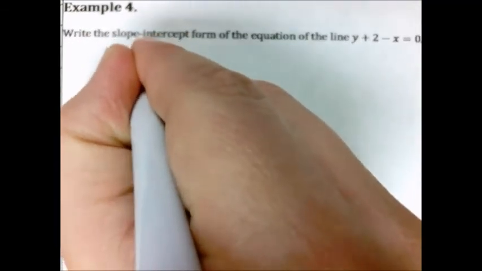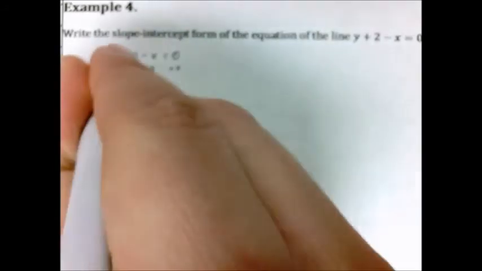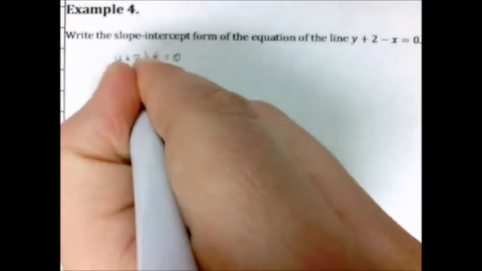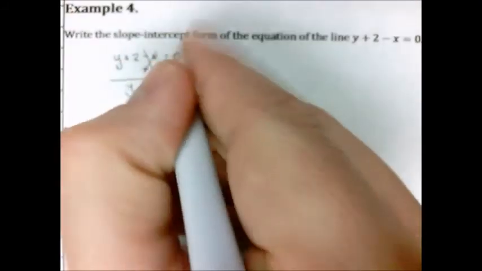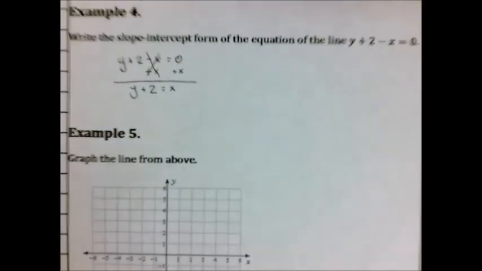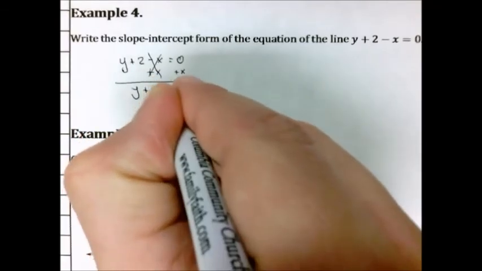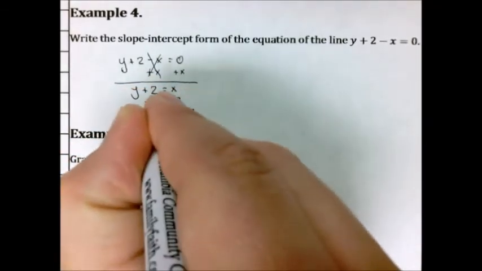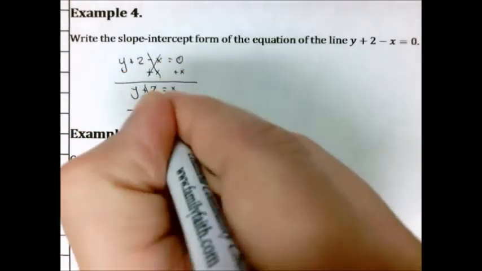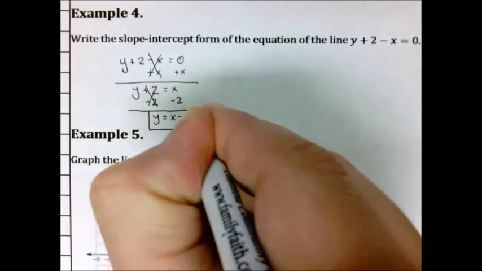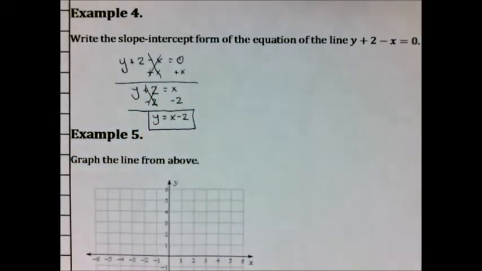We're going to first add x to both sides. And if we do that, this is going to cancel out here, and we are going to be left with y plus 2 is equal to 0 plus x, which is just x. And now we need to get rid of that 2. The opposite of addition is subtraction, so we're going to subtract 2 from both sides. Our 2 and negative 2 are going to cancel out. We're going to be left with y equals x minus 2. Y equals x minus 2. And that is the slope-intercept form of that equation.